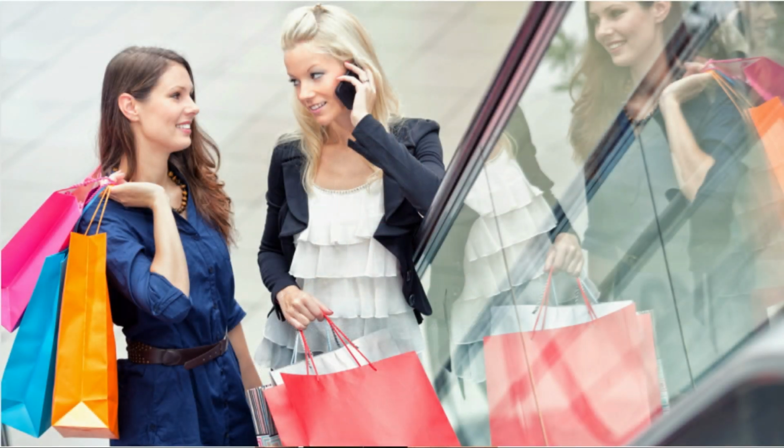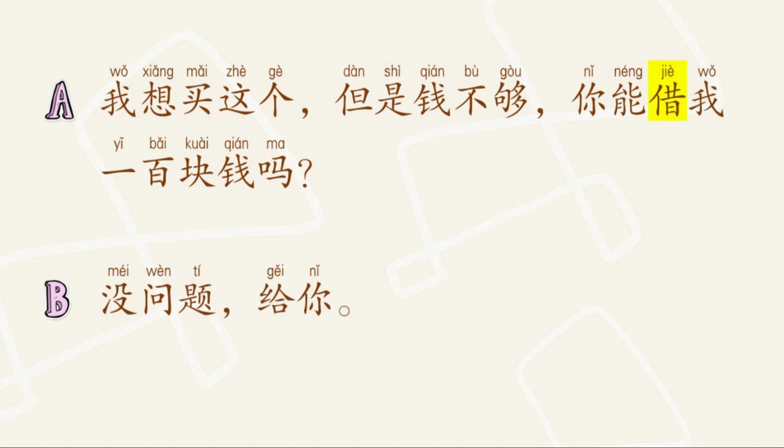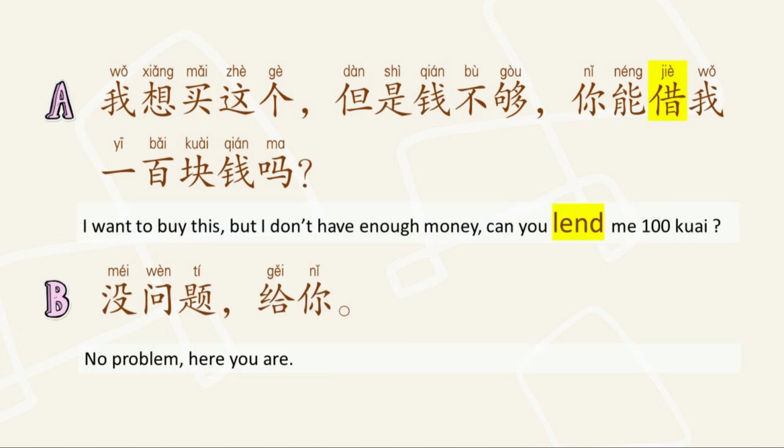First, let's see two conversations. I'm going to tell you where it happens. The first one is a conversation that happens in a store. Two friends are doing shopping. A says, 我想买这个但是钱不够，你能借我100块钱吗？没问题，给你。Since you know the background of this conversation, it's quite clear that 借 here means to lend.